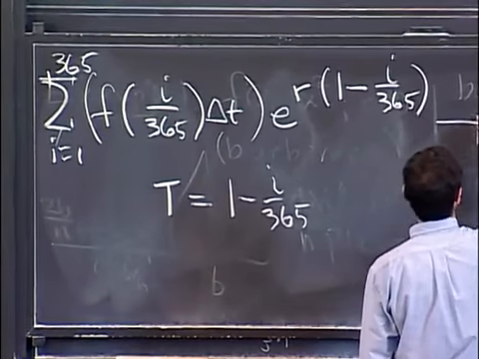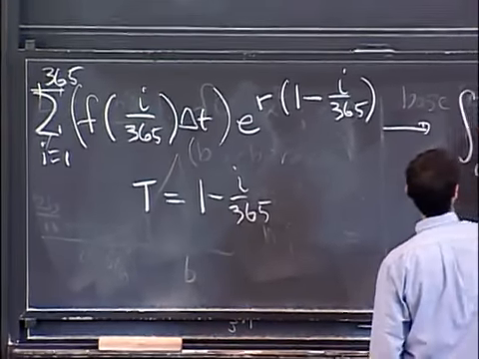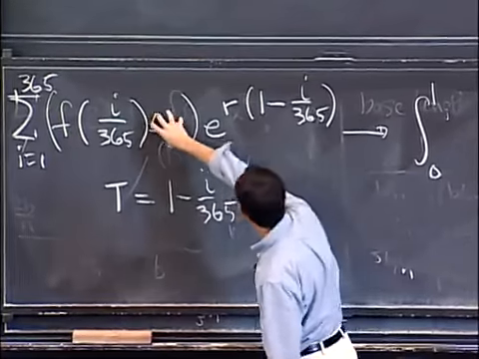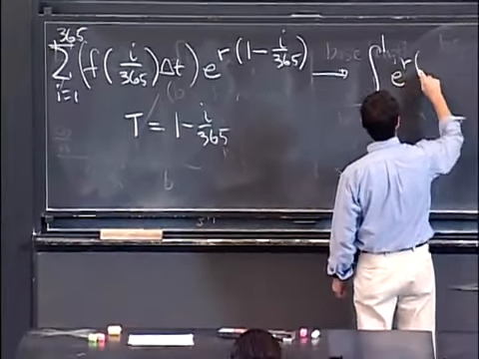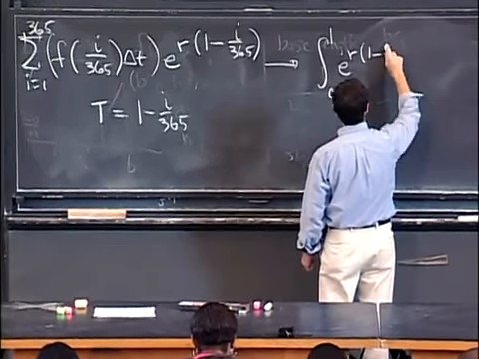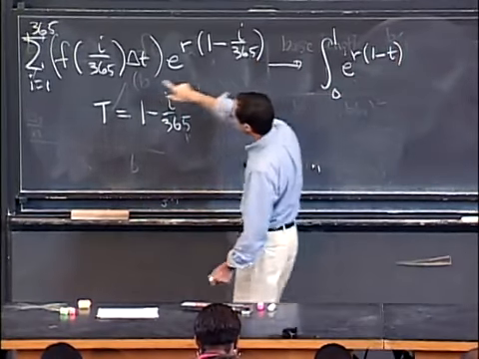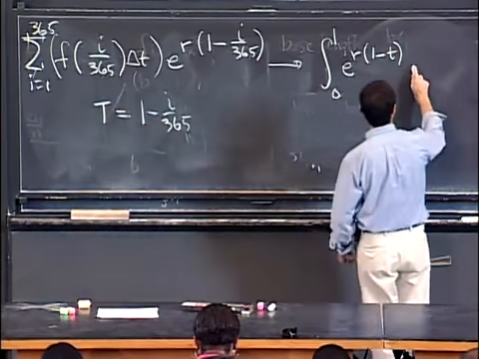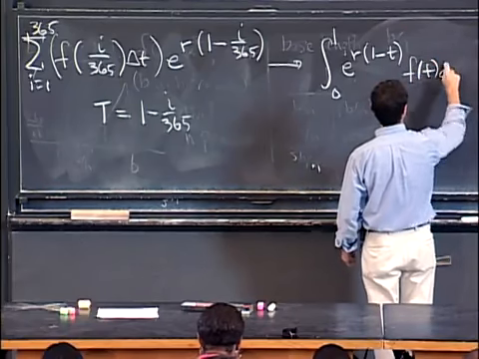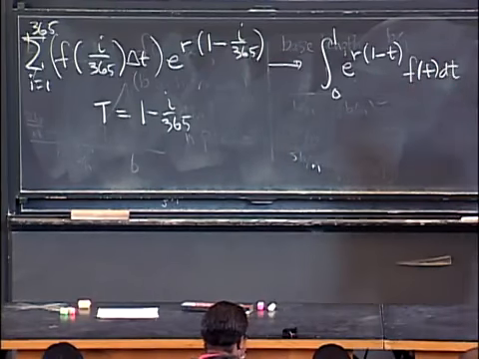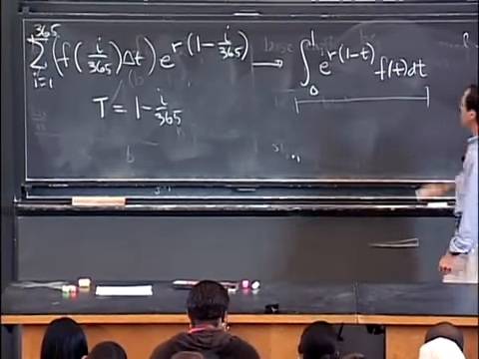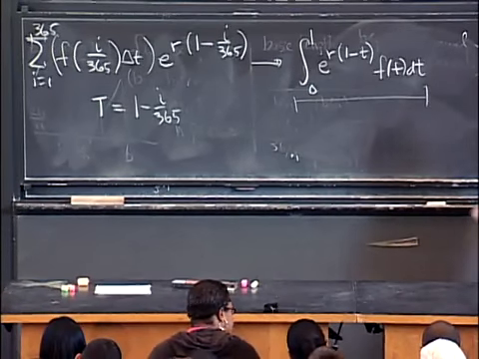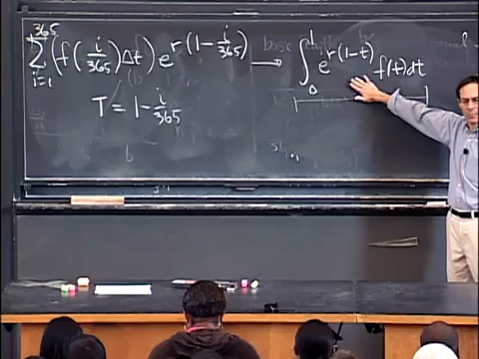And that is essentially the integral from 0 to 1. The delta t comes out, and you have here e to the r times 1 minus t. So the t is replacing this i over 365, f of t dt. And so when you start computing and thinking about what's the right strategy, you're faced with integrals of this type.